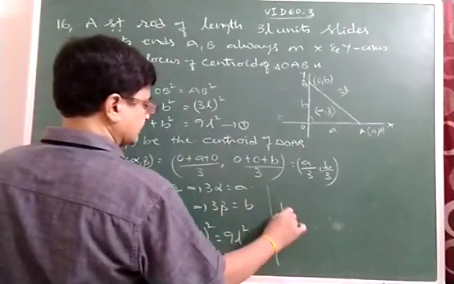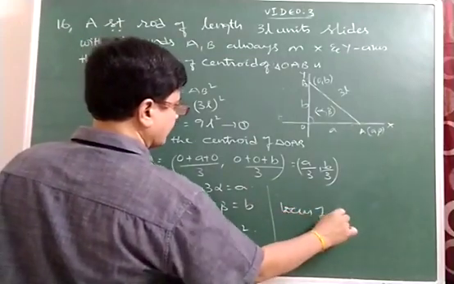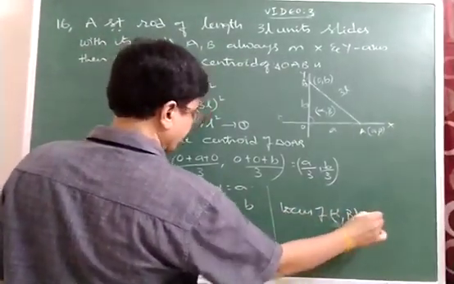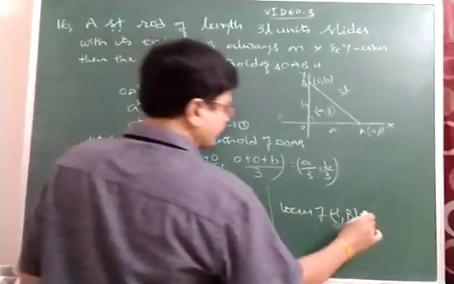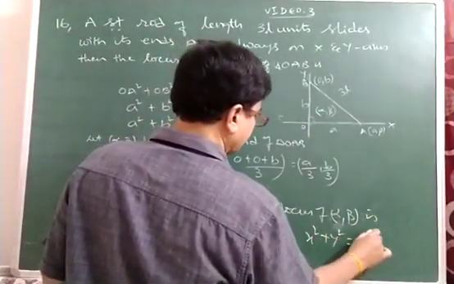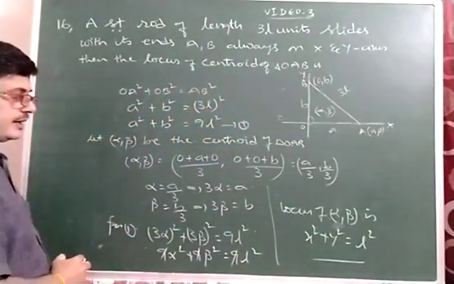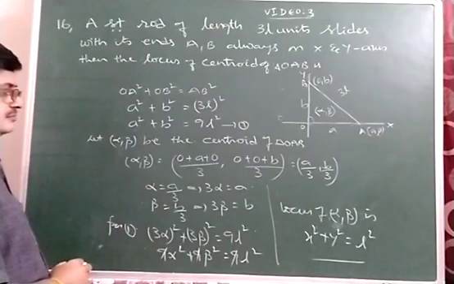Now the locus of (alpha, beta) is x square plus y square is equal to l square, which is the required locus of the centroid of the triangle OAB.